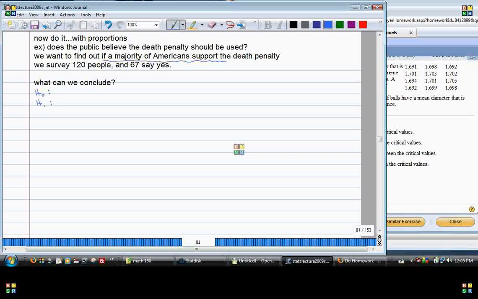Okay. So there's the claim. A majority of Americans support the death penalty. How do we say that in math? No. You're looking somewhere else on the problem. We're literally going to take that sentence and translate that into math.